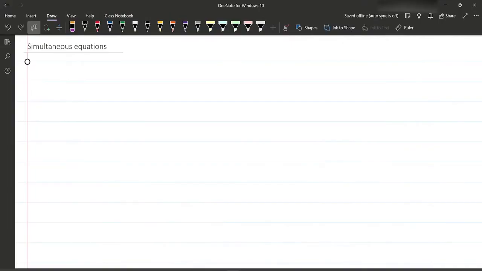Hello and welcome back to another discussion. Today we will be discussing simultaneous equations. Well, simultaneous equations are extremely simple because all we have in these is two sets of equations.